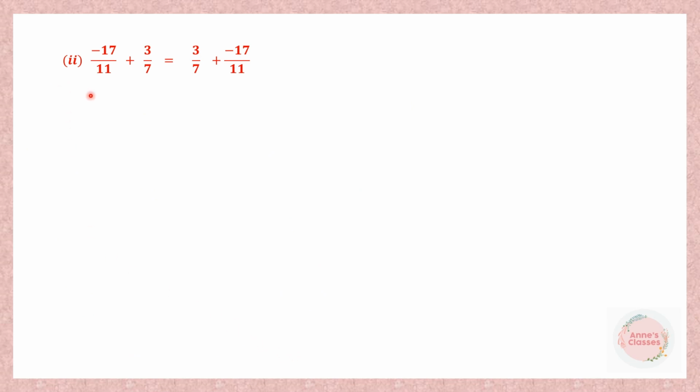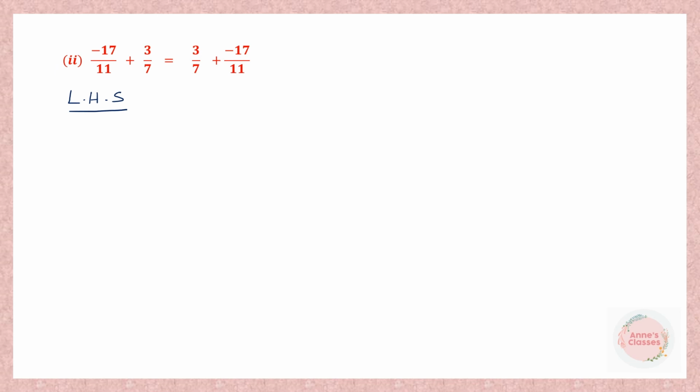Now here the second one, let's look at the rational numbers given. Minus 17 by 11 plus 3 by 7 is equal to 3 by 7 plus minus 17 by 11. So what do you see here? You can see that the order of the rational numbers has been changed on this side. And it says that they are equal. That means here again we're going to use the commutative property, which says that if you add up numbers in a particular order, and then you change the order also, the answer will be the same. That means left hand side should be equal to right hand side.